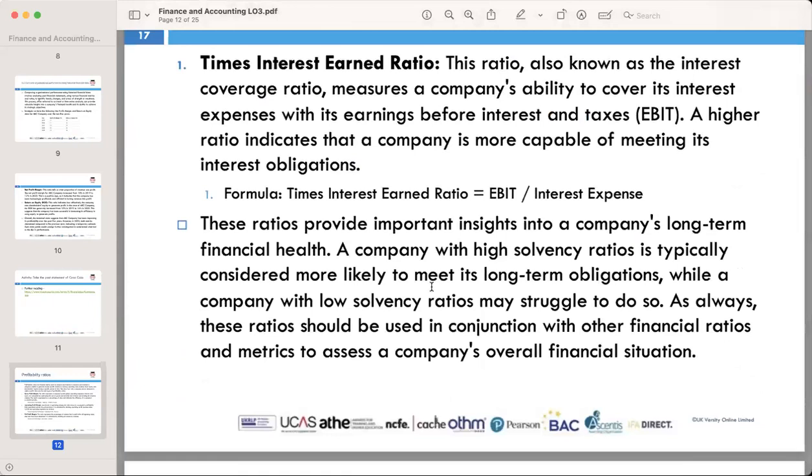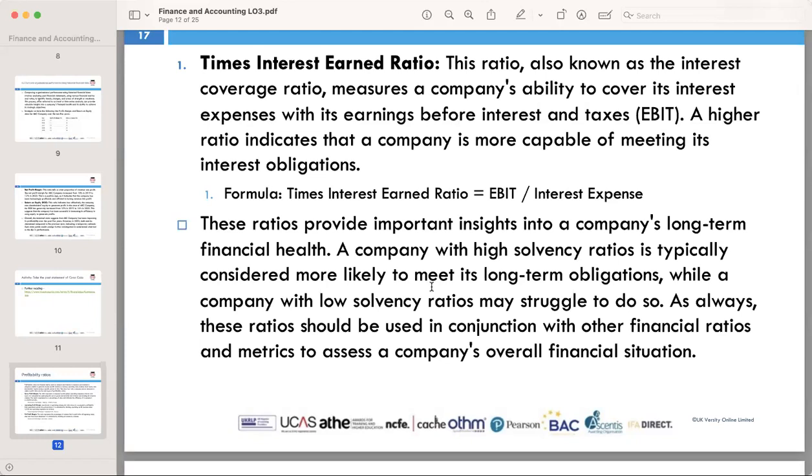Now, this is a very important and key ratio, which is the times interest earned ratio, also known as the interest coverage ratio. This ratio provides insight into a company's ability to cover its interest expenses using its earnings before interest and taxes. To calculate the times interest earned ratio, we divide the earnings before interest and taxes by the interest expenses.